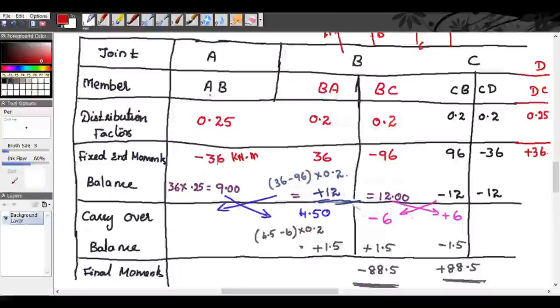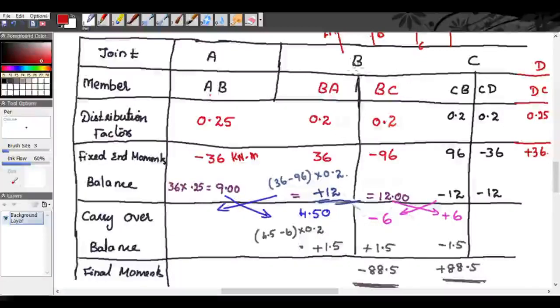So balancing is this fixed end moment, summation of the fixed end moment into distribution factor. So here it is minus 36 into 0.25. So while balancing, you will be giving the opposite sign. If it is minus 36, you will be giving plus. So it is plus 9.